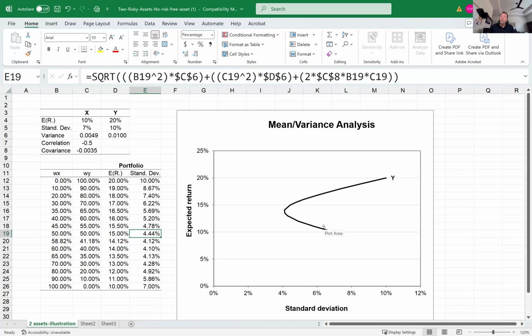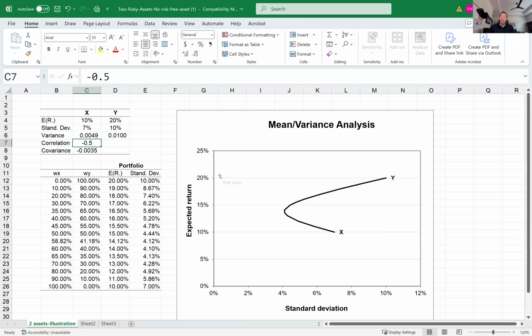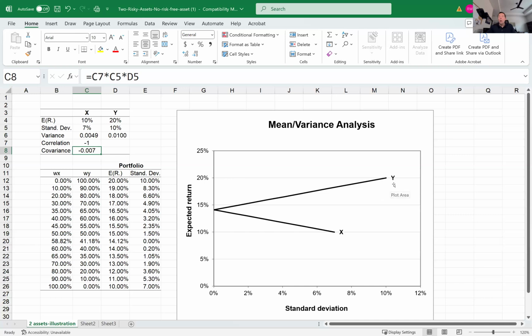Can we go all the way to the left? Yeah, we can, as a matter of fact. If the correlation between X and Y is -1, meaning that they're perfectly negatively correlated, they move exactly opposite each other all the time, then in that situation, well, what we've got is we no longer have a hyperbola. We have two straight lines that intersect on the y-axis.